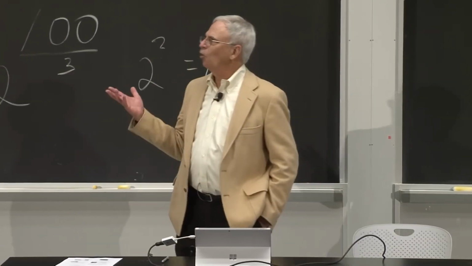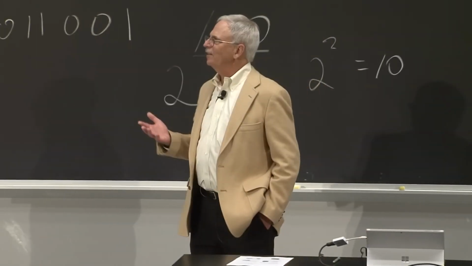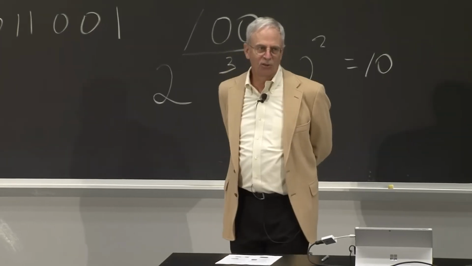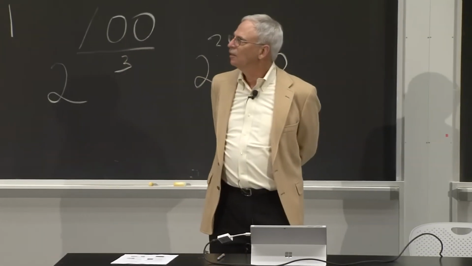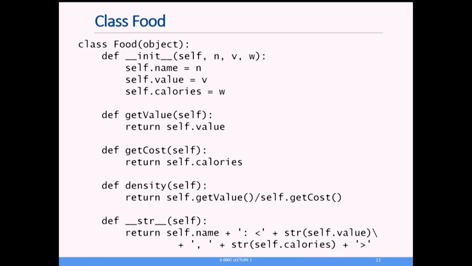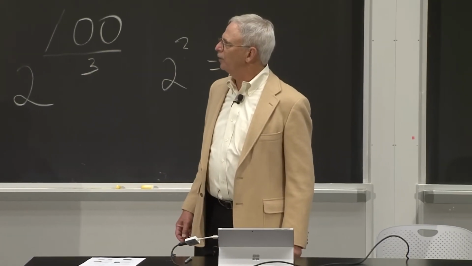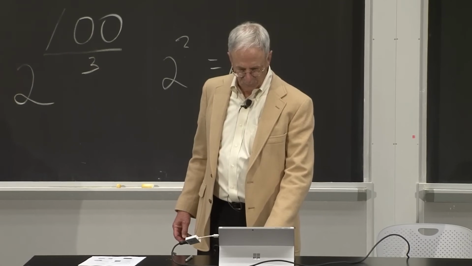Well, as you saw if you took 6.0001, we like to start with an abstract data type. Like to organize our program around data abstractions. So I've got this class Food. I can initialize things. I have a get value, a get cost. Density, which is going to be the value divided by the cost. And then a string representation. So nothing here that you should not all be very familiar with.